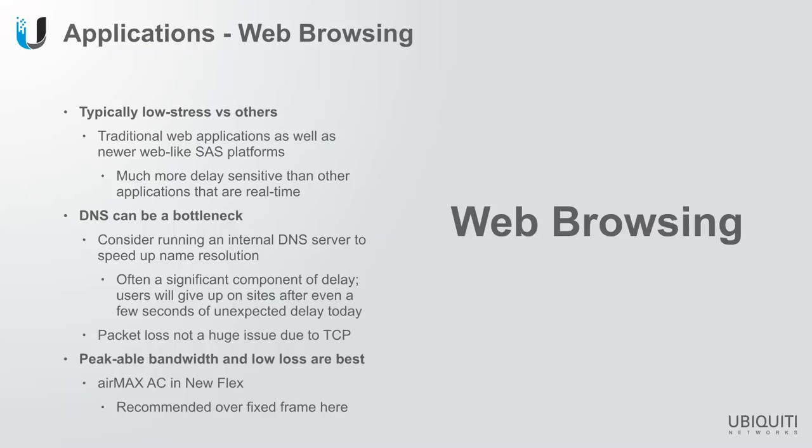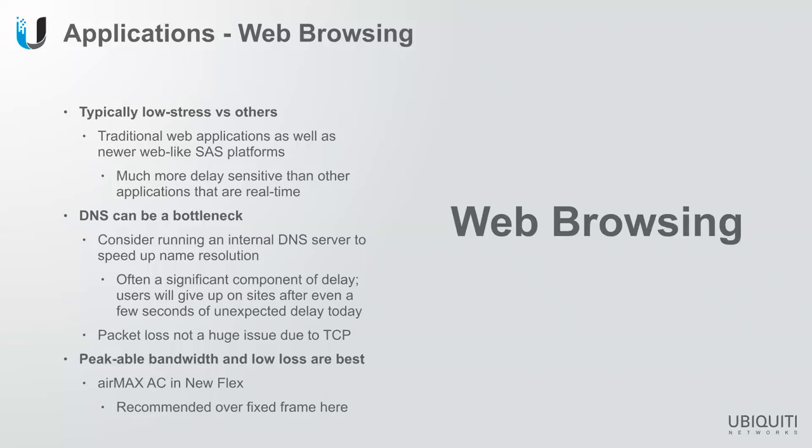If you look at the developer console on your browser, it's not uncommon to see pages grabbing from 10, 20, 30, 40 different domains, and those all typically need a DNS lookup. So DNS can be a significant component of delay, and you may want to consider running a DNS server, at least for some initial name resolution inside your network.